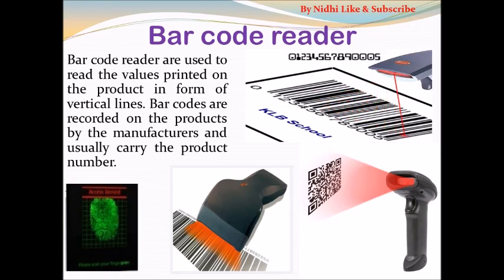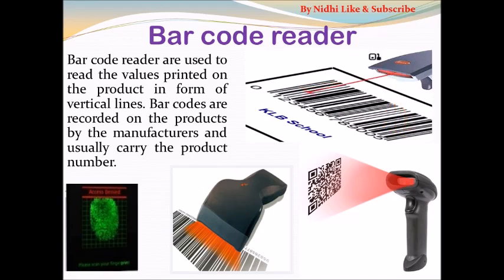So each barcode has a unique identification. Okay, so barcode reader is used to read the values printed on the product in the form of vertical lines. And barcodes are recorded on the product by the manufacturer and usually carry the product number. And QR code is also there, that is quick response code. Full form of QR is quick response. So there are 2 types of codes, and you can use the barcode reader for scanning the QR code also.